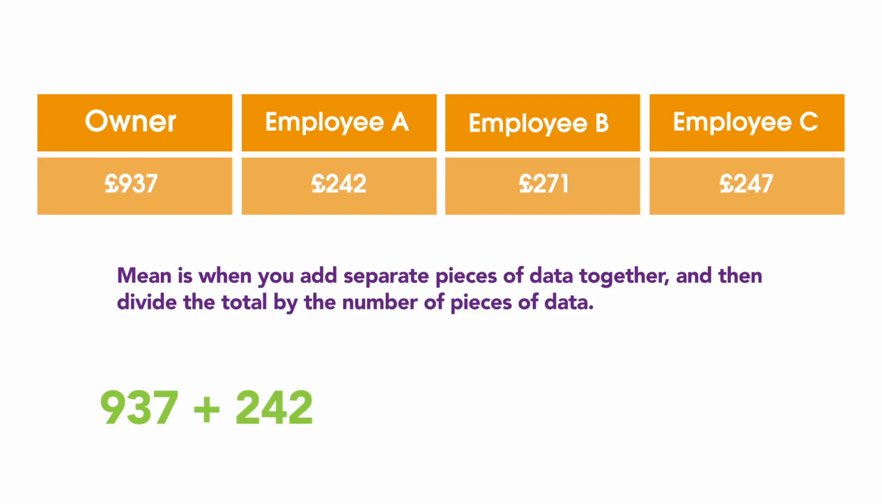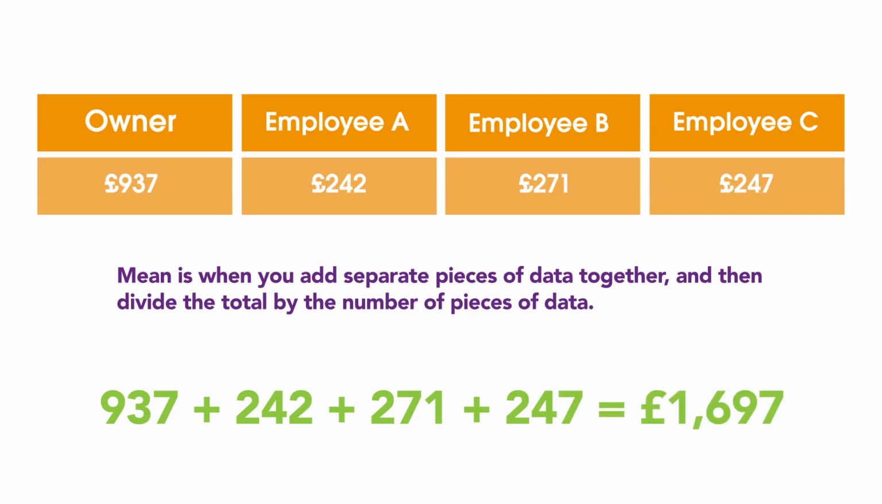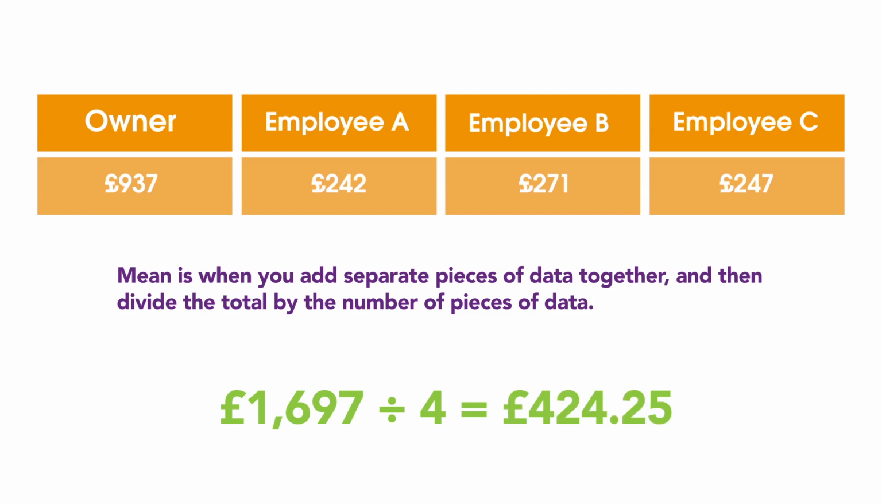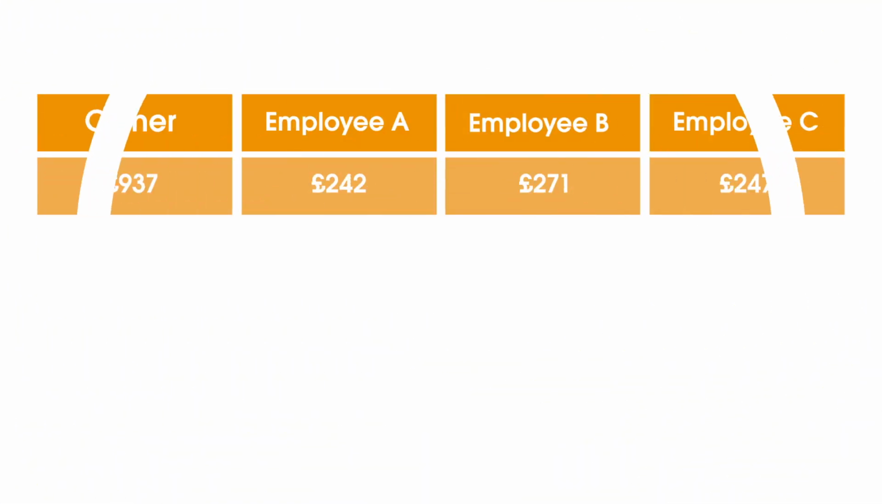937 plus 242 plus 271 plus 247 equals £1,697. We then need to divide that total by 4 because there are 4 pieces of information. 1,697 divided by 4 equals £424.25. So the mean is £424.25.